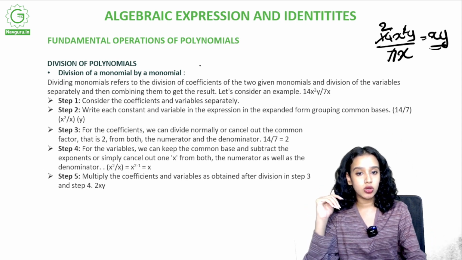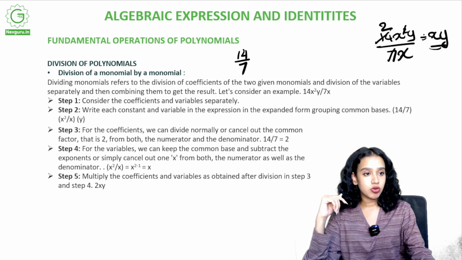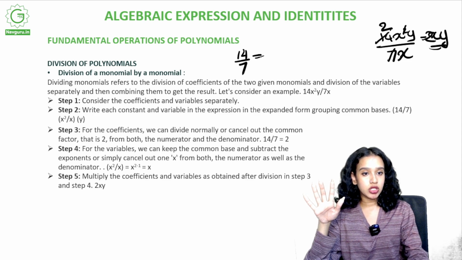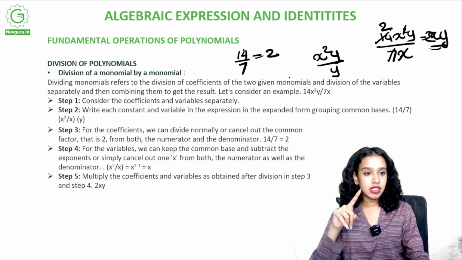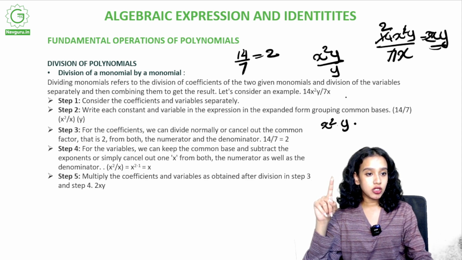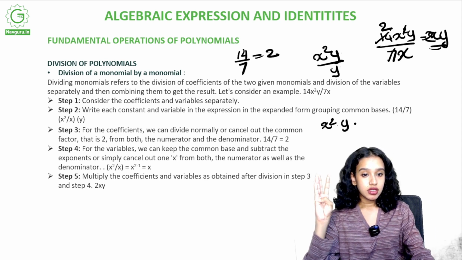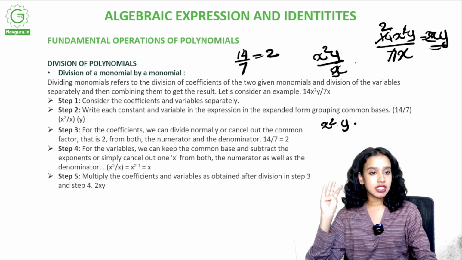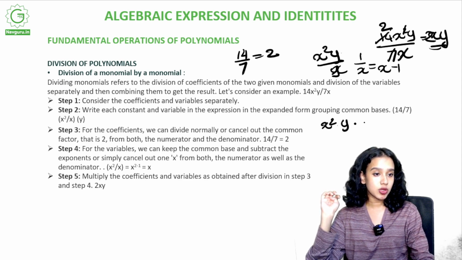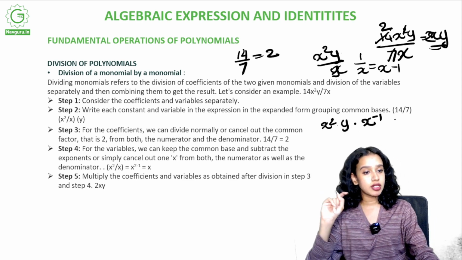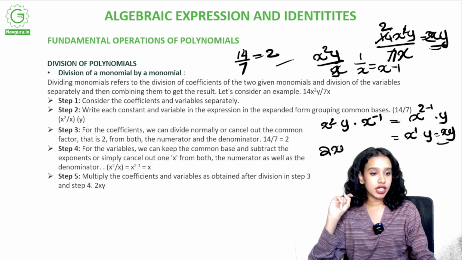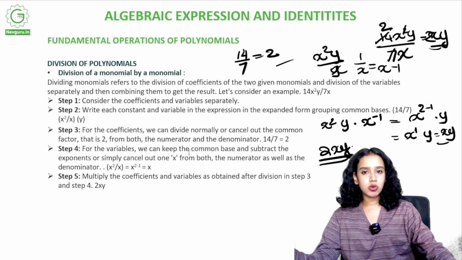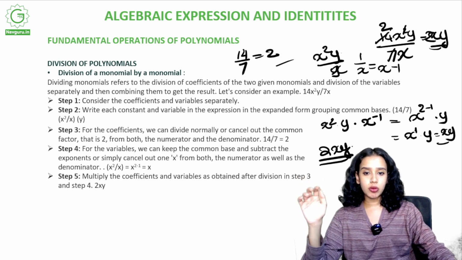We could elaborate this and do this, right? We could take the coefficients together, that is 14 by 7, separately, which will give us 2. And then we have x square y by x, right? So that means we have x square y into 1 by x, and 1 by x is x raised to minus 1, so this becomes x square y into x raised to minus 1, which would be equal to x raised to 2 minus 1 into y, which is x raised to 1 into y, which gives us xy. Then we combine these two, 2 and xy, so we'll get 2xy, right? This is a very easy thing to do. You could just cancel out the common terms in a monomial and you will get the answer.